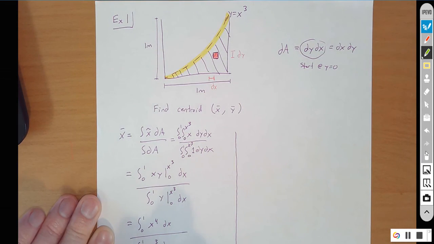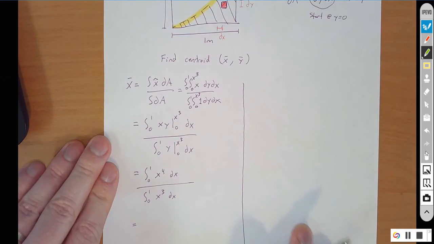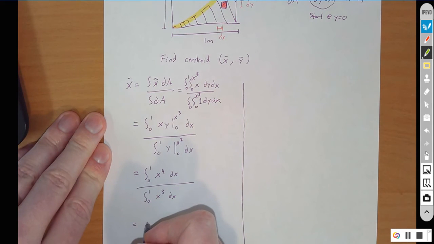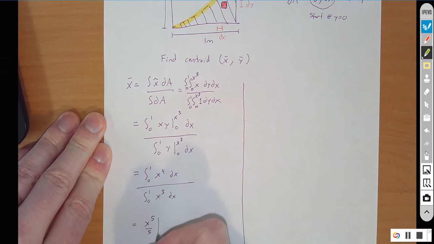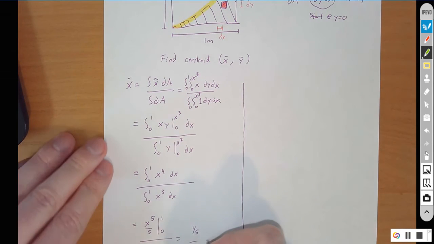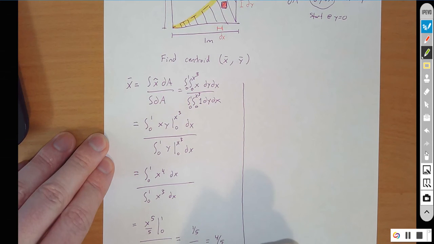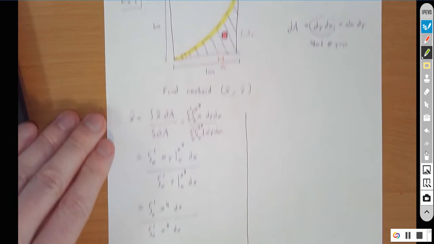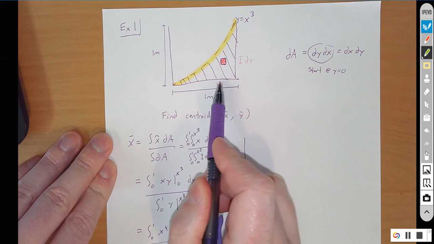We integrate that. So now we're integrating with respect to x. And the things that happen as you think they do. We get x to the fifth over 5 from 1 to 0 divided by x to the fourth over 4 from 1 to 0. And that becomes 1/5 divided by 1/4 for a total of 4/5 or 0.8 meters. You can't see any of that, sorry about that. So that'll be 0.8 meters starting from here in the x direction. So it'll be 0.8, so it'll be over here.